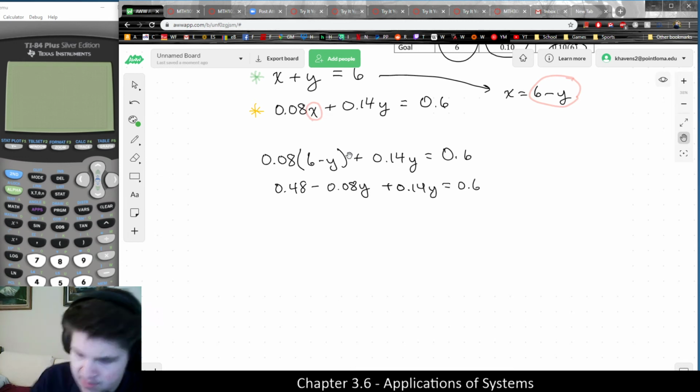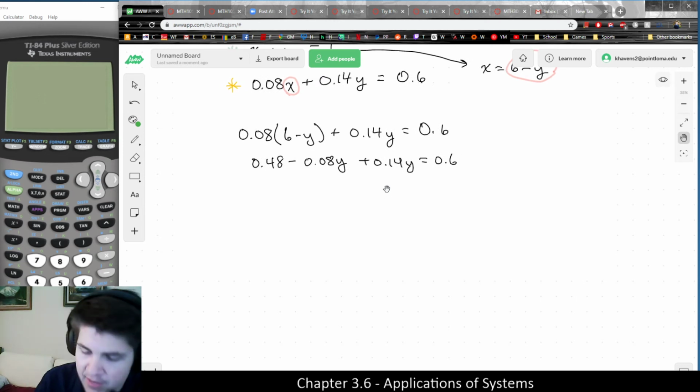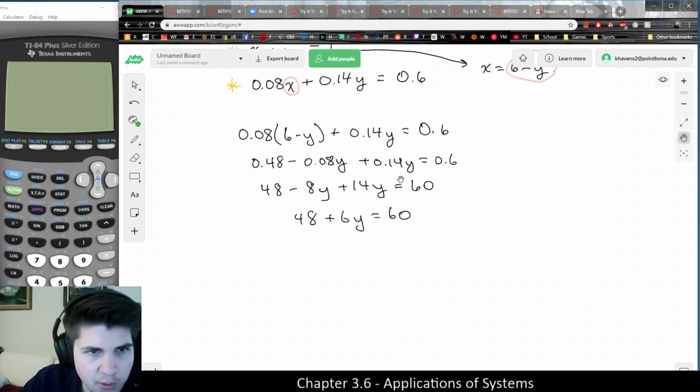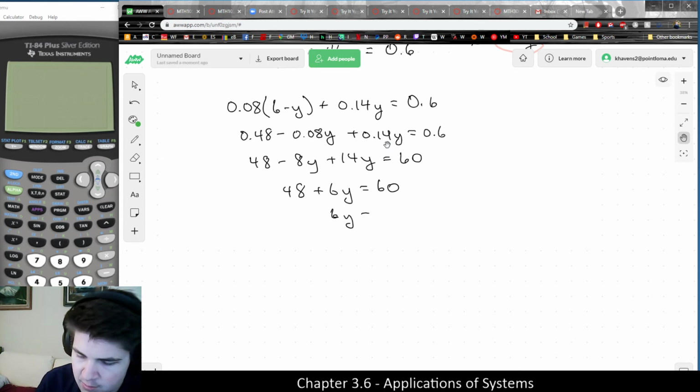If I multiply through by 100, I can get rid of all the decimals, so I'm just going to do that. I could have done that earlier, but it doesn't matter. You don't necessarily need to do this. And if I multiply by 100, that would move 2 spaces, so that should not be 6, it should be 60. Now, combining like terms, I would get 48 plus 6y is equal to 60. Subtracting 48 would be 6y is equal to 12. And dividing through by 6 would leave me with y is equal to 2.